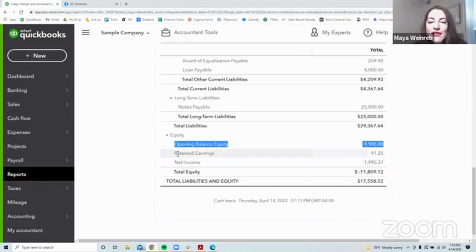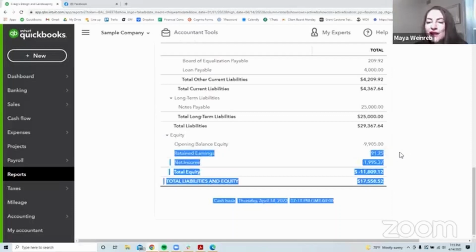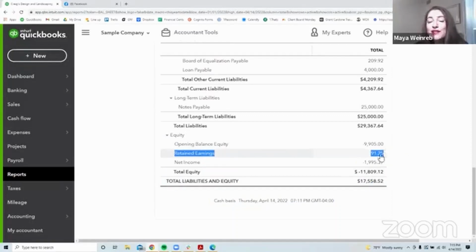And then you've got your retained earnings, which is basically a number that shows past profit. So this is, you can't click on this, you can't do anything with it, only your CPA uses it for your taxes. It usually represents past years.